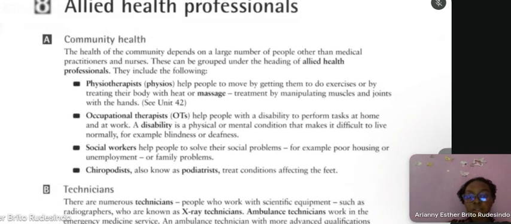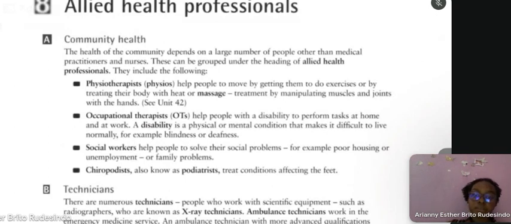Occupational therapists help people with disability to perform tasks at home and at work. A disability is a physical or mental condition that makes it difficult to live normally. For example, blindness or deafness.